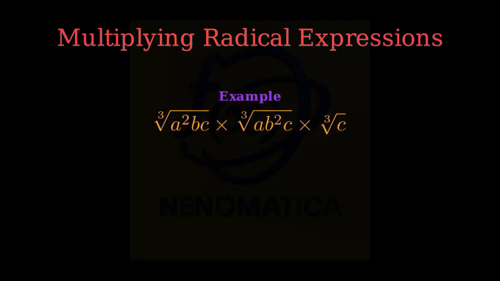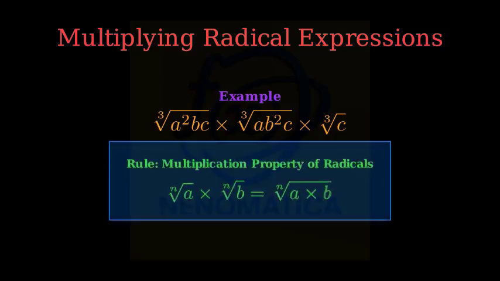They're all cube roots. When multiplying radicals with the same index, we can use the multiplication property of radicals, which states that the product of radicals with the same index equals the radical of the products. Now, we'll multiply what's inside the radical. Let's work with the variables one by one.